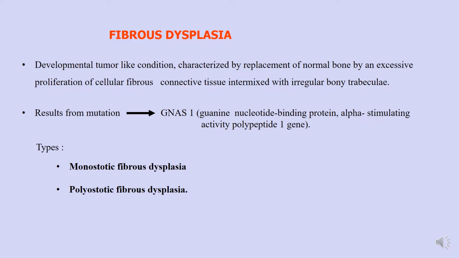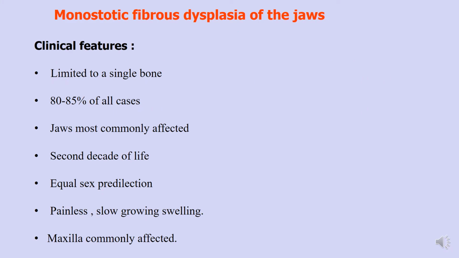When many bones are affected, it's called polyostotic, right? And craniofacial is when the maxillofacial region is affected. So, let's look at these two major types. Monostotic fibrous dysplasia of the jaw: the clinical features are that it's limited to a single bone.